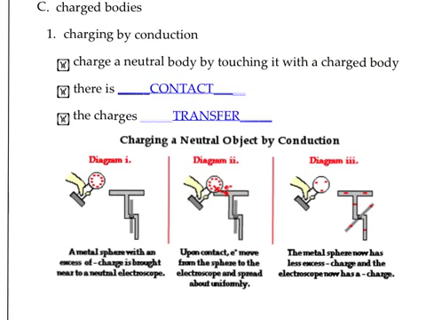There are different ways that you can charge an object. The first one is charging by conduction, and you can remember conduction and contact start with similar sounds. So what would happen is you take a neutral body, so something that's not positively or negatively charged in either way, and you touch it with something that is charged. So there's physical contact, and those charges transfer from one to another. So I have a little picture here for you if you wanted to pause and take a moment and look through that.